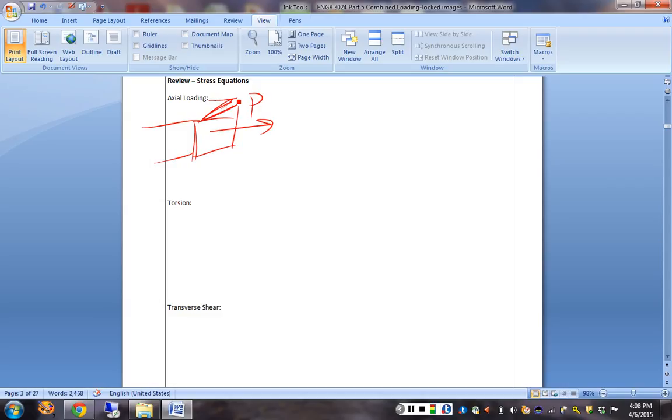What kind of stress happens with that? Normal stress. How do we calculate that? That's right. And what does it look like? It looks constant over the whole surface. Sigma equals P over A. All right.